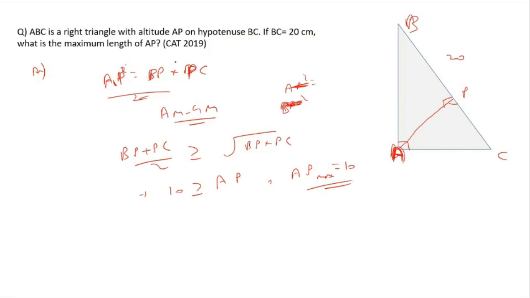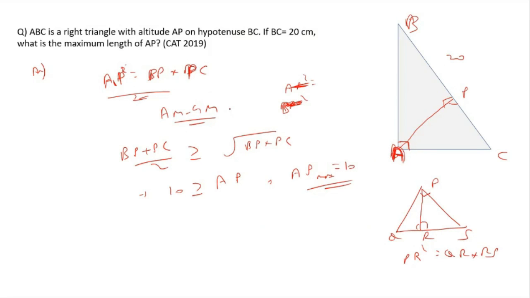So just a simple result that when you're drawing a perpendicular from the 90-degree, and this holds true in any case of perpendicular from a 90-degree, PR square will be equal to QR into RS. Product of the segments. So here the segments are, as you can see, BP into PC and AP square.